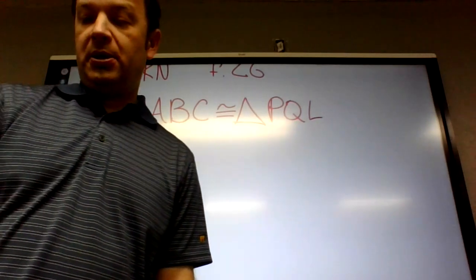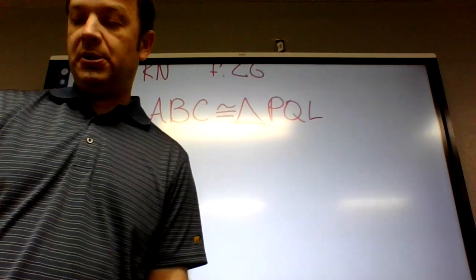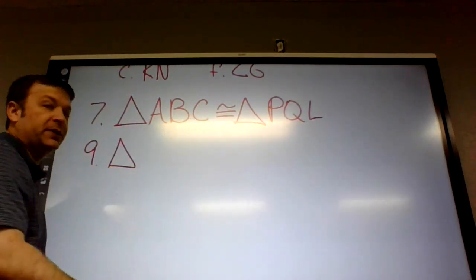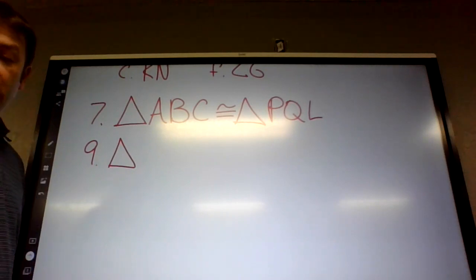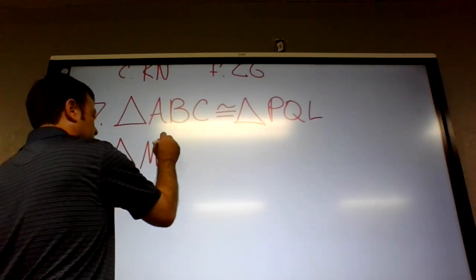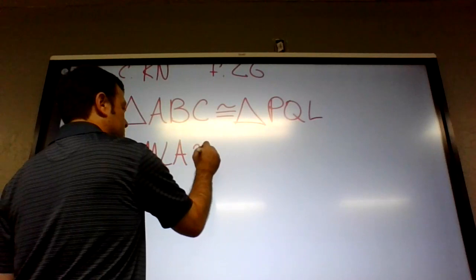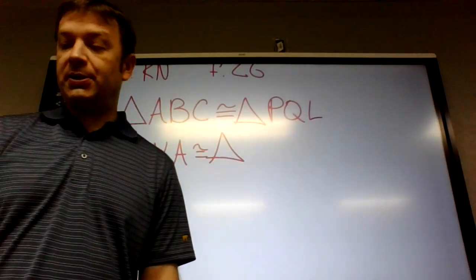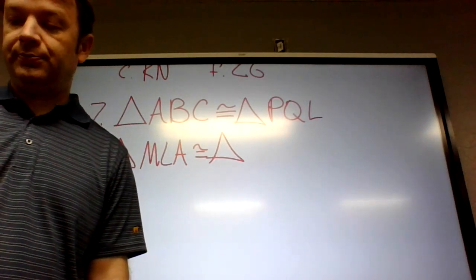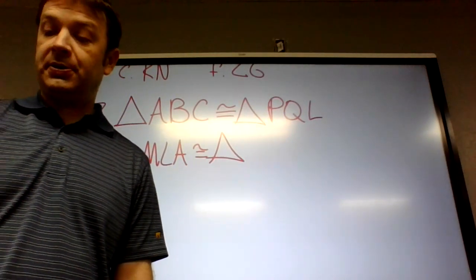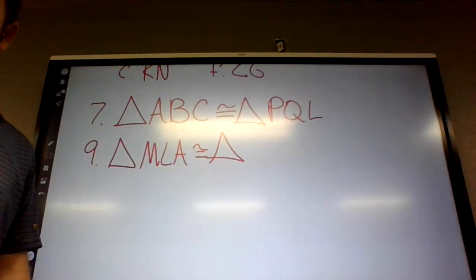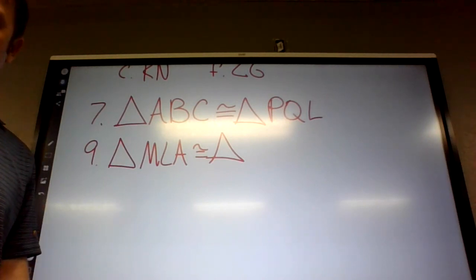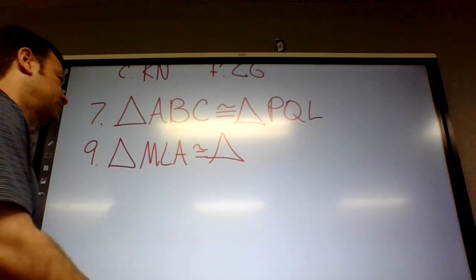Alright. Number 9. Easton. Triangle, I'll let you make up the first one. MLA. Okay, you said MLA. Is congruent to. What does M match? P, L matches A, X, or that's not V, I just had those, wait. It goes PVX. PVX, that's right.